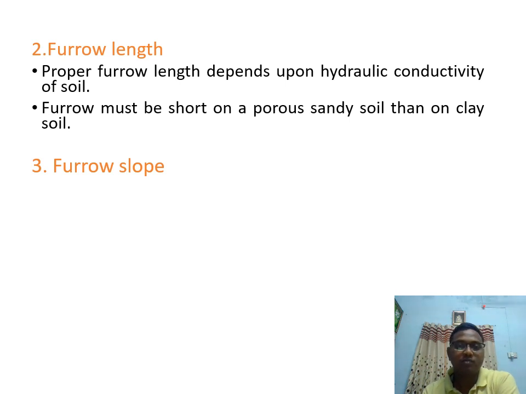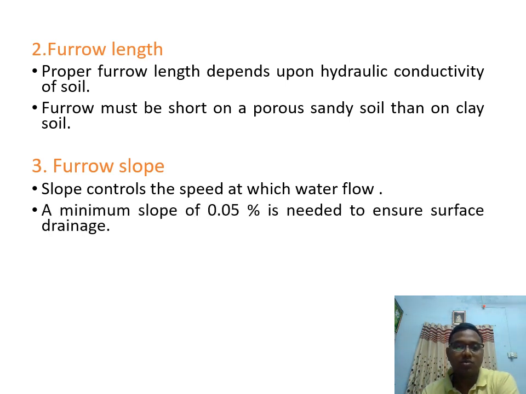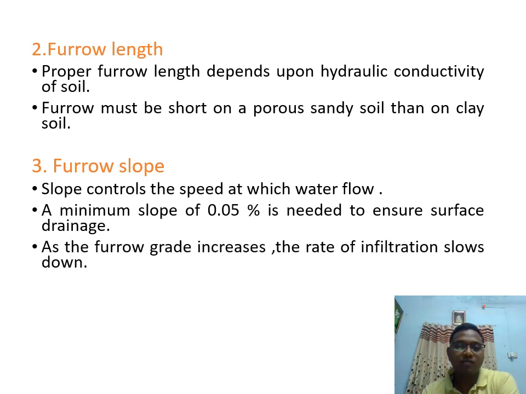Then furrow slope. As we know, the slope will decide the velocity of the flow. The slope controls the speed at which the water can flow. A minimum slope of 0.05% is needed to ensure surface drainage. As the furrow grade increases, the rate of infiltration slows down, because it increases the velocity.